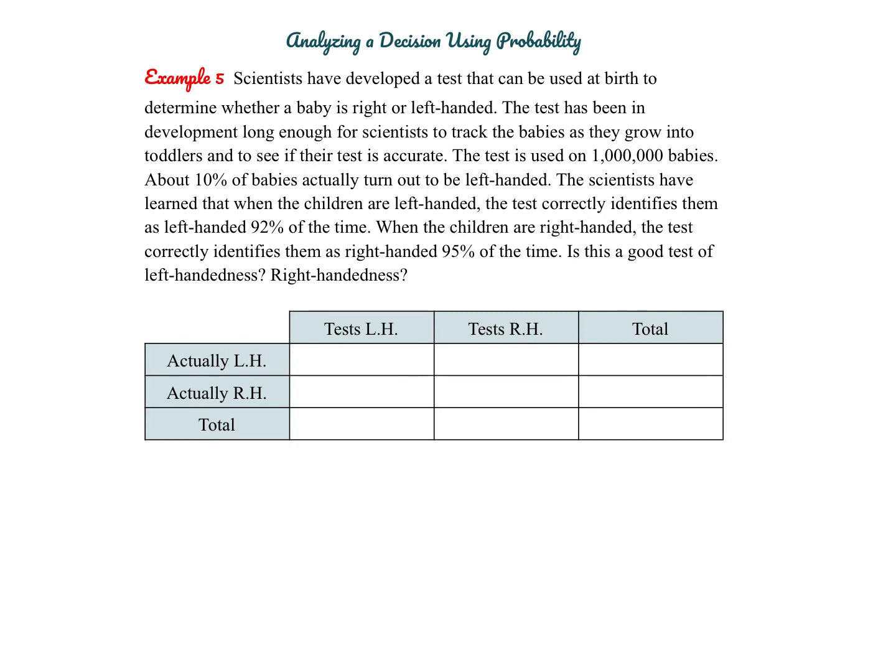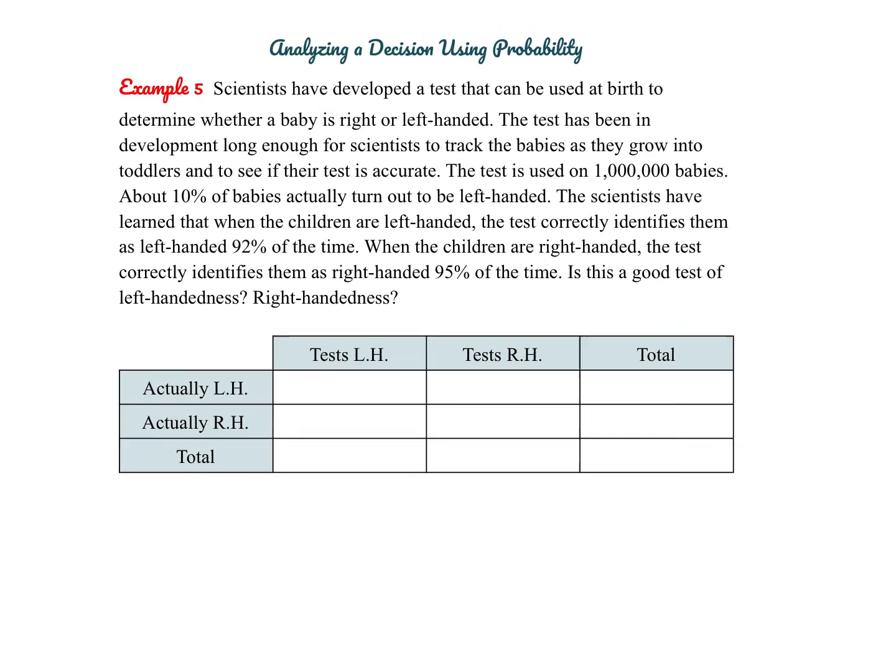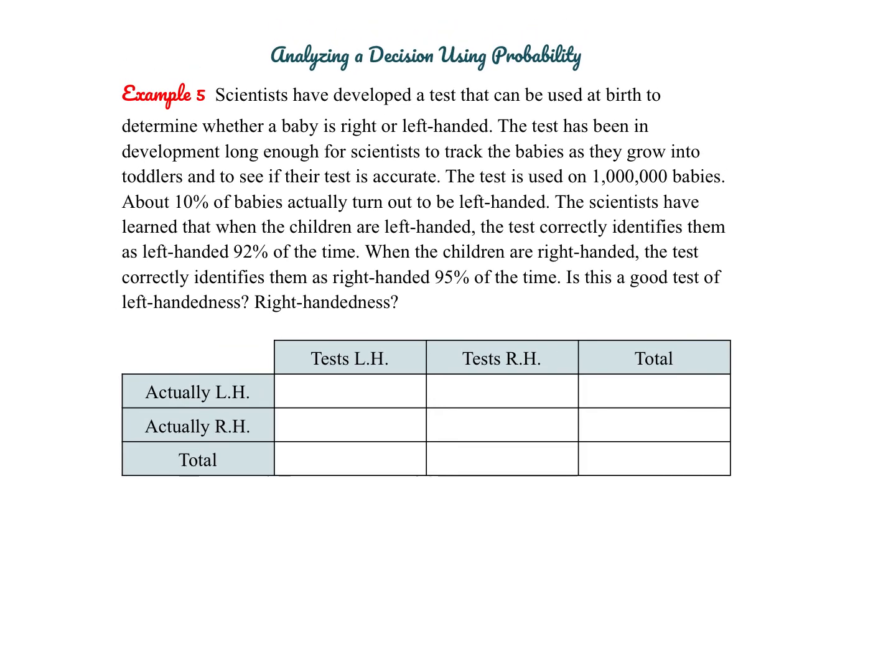All right, so now we're going to start talking about how we can analyze decisions using probability. So here we have a case where scientists have developed a test that can be used at birth to determine whether a baby is right or left-handed. The test has been developed long enough for scientists to track the babies to see if their test was actually accurate. So the test was used on 1 million babies. About 10% of those babies actually turned out to be left-handed. The scientists learned that when the children are left-handed, the test correctly identifies them as left-handed 92% of the time. And when the children are right-handed, the test correctly identifies them as right-handed 95% of the time. Is this a good test of left-handedness and right-handedness?